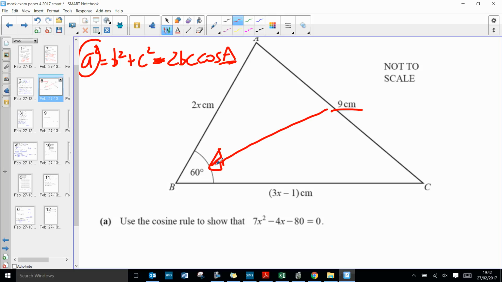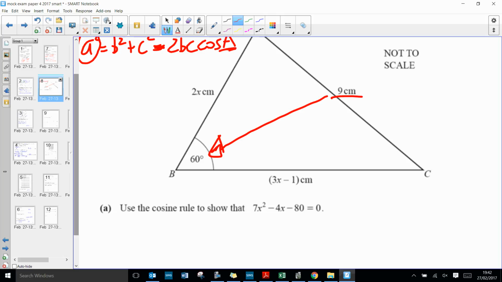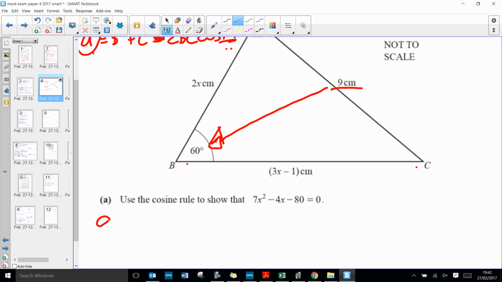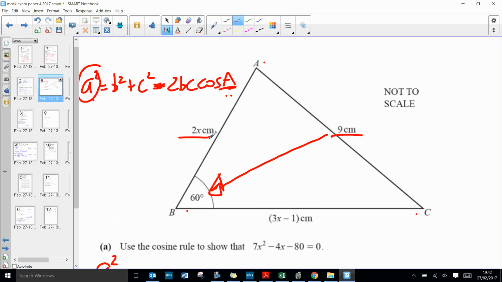So if you remember, I did try and stress that even if they've labelled their triangle A, B, and C, that's not the way that you have to label your triangle. I would ignore their labels and just remember the relationship that we're looking for. So we would start this off by saying 9 squared equals B and C. Obviously it doesn't matter which one's which. One of those is B, one of them is C.